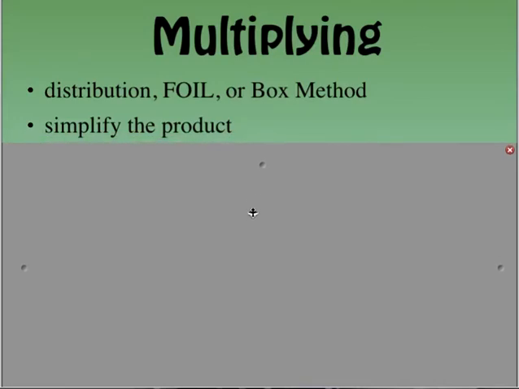So our first example we have is 4i times 3 minus 5i. So I'm going to distribute the 4i once my screen comes down here.